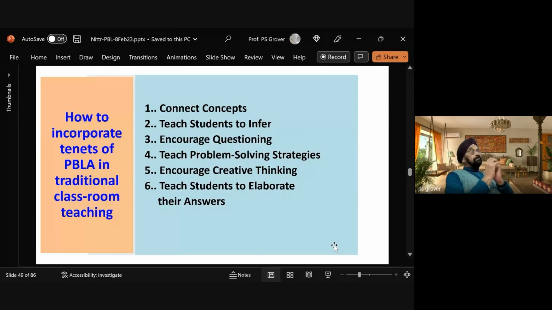Now, this is also very important. How to incorporate these things? Because as you mentioned earlier, we have been doing projects. Yes, you have been doing projects. But how to incorporate what I have discussed with you, all these things?